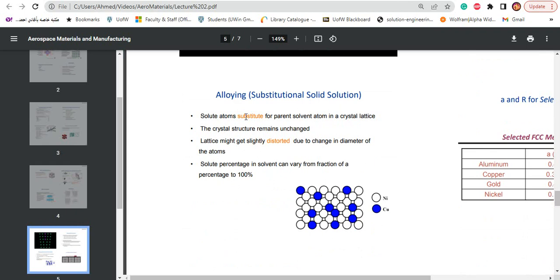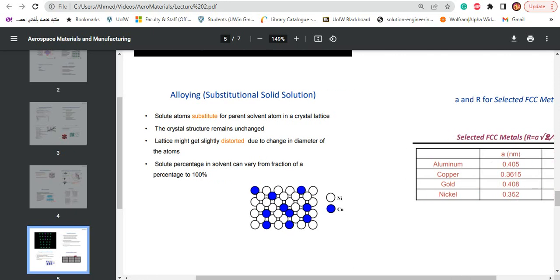Alloying, substitutional solid solutions. Solute atoms substitute for parent solvent atom in a crystal lattice. The crystal structure remains unchanged. Lattice might get slightly distorted due to change in diameter of the atoms. Solute percentage in solvent can vary from fraction of a percentage to 100%.